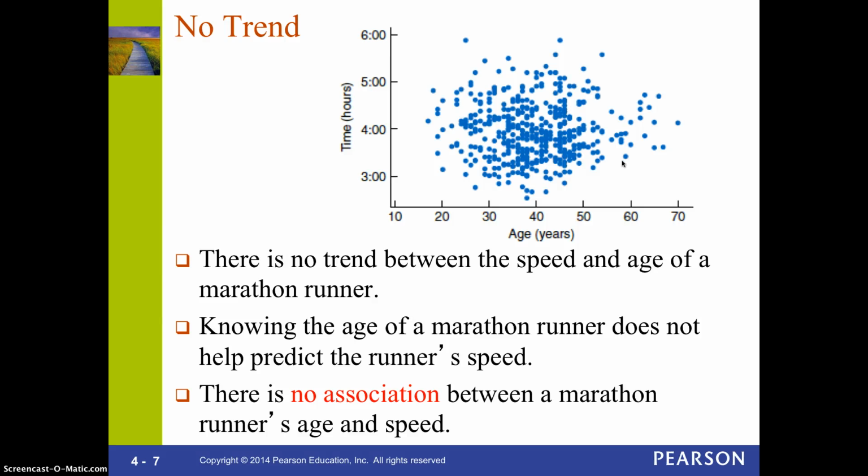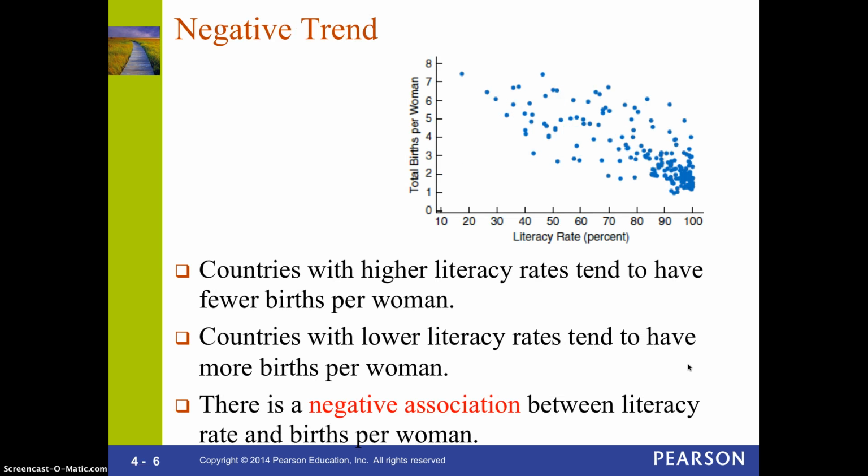Again, you recognize hopefully that these sentences are all talking about no trend or no association. We never say that one thing causes the other. So like in the previous example, I wouldn't say that the literacy rate causes the total births per women to decrease. It's just that countries that have higher literacy rates tend to have lower births per women. So don't try to use the word cause or causation in these examples.